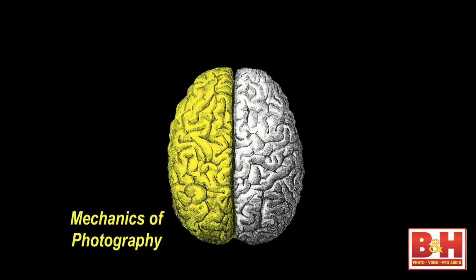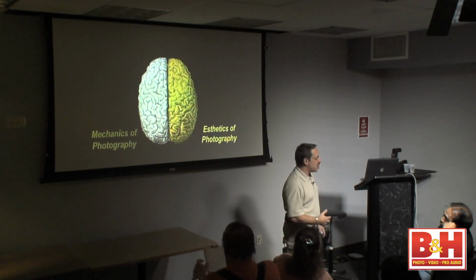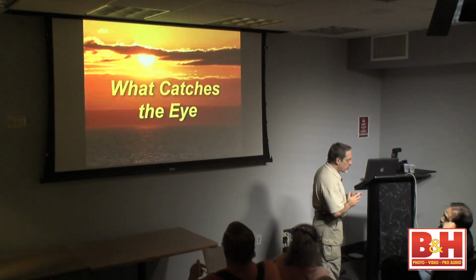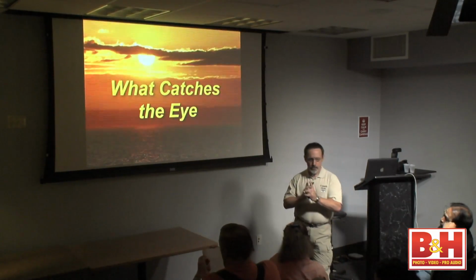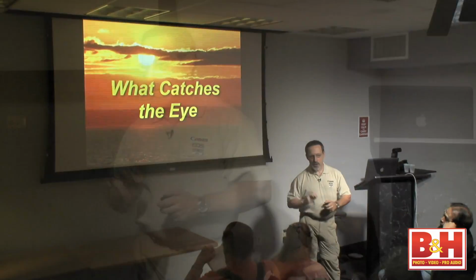And so I'm going to try to move completely over to the right brain here in just a minute, and we'll talk a little more about the aesthetics. To do that, we need to look at how the brain sees things, how the brain works, and what catches your eye, what makes you look at something. Because when people look at your photos, you want them to look at your subject, not something else. You want to tell a story effectively.